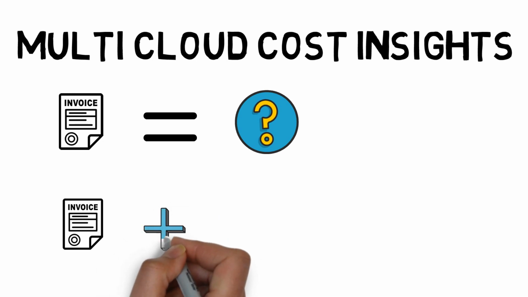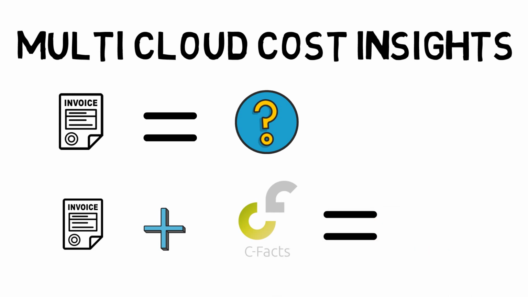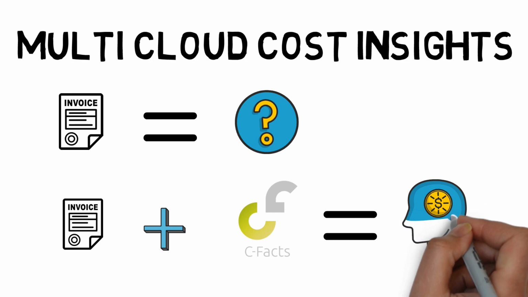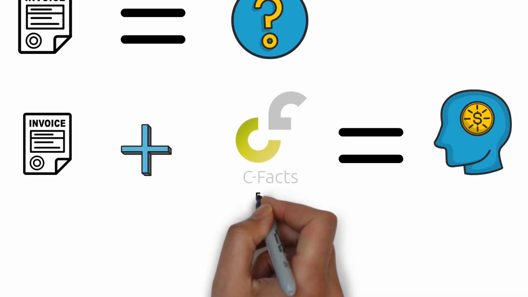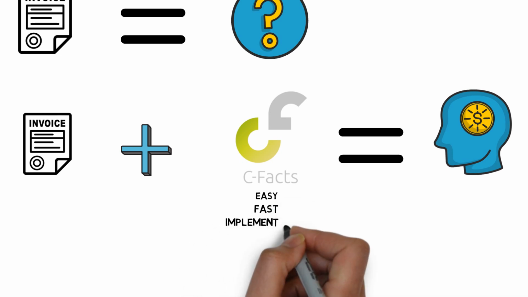Instead of trying to modify your invoice system to do something it wasn't designed to do, use CFACTS to provide your partners and customers detailed cloud cost information. It's easier and faster to implement, and it doesn't interfere with your current billing system.